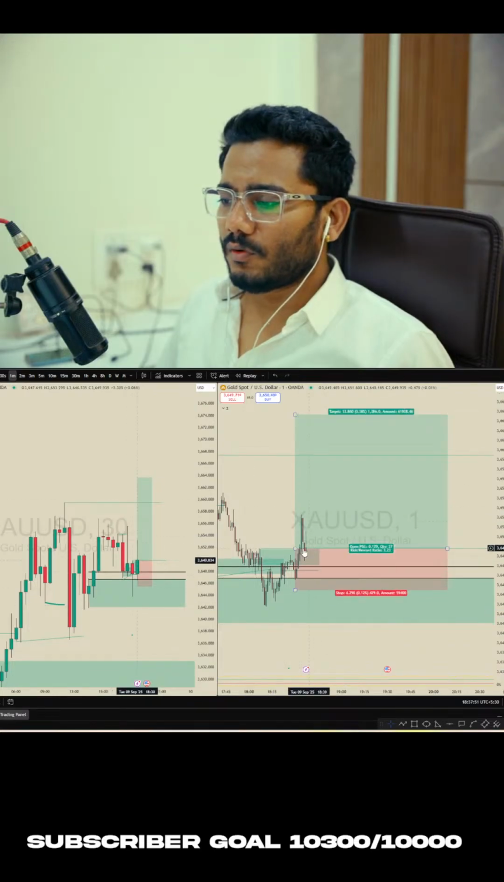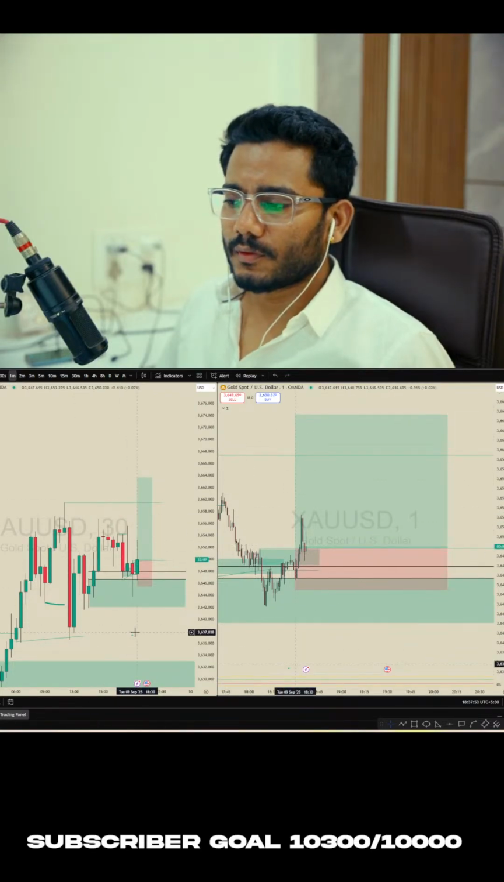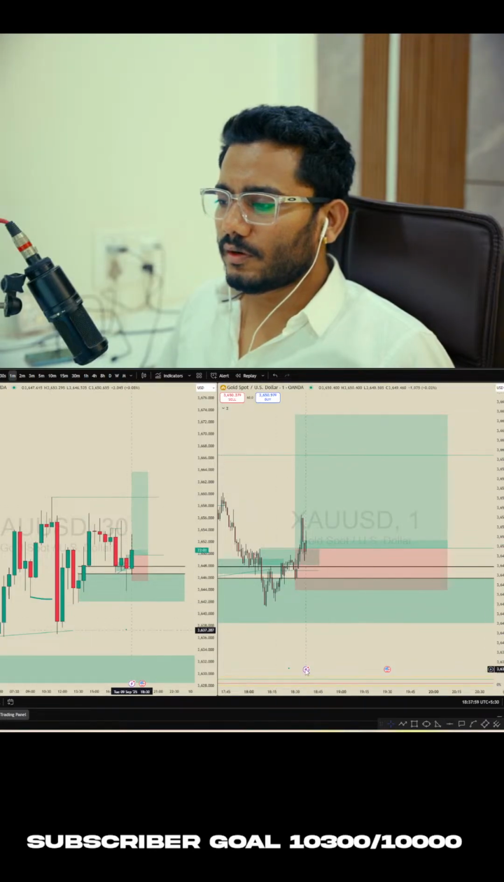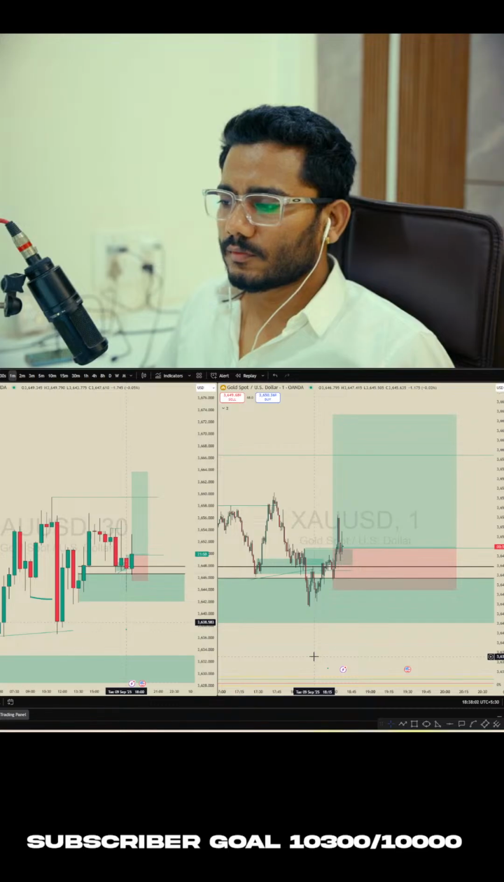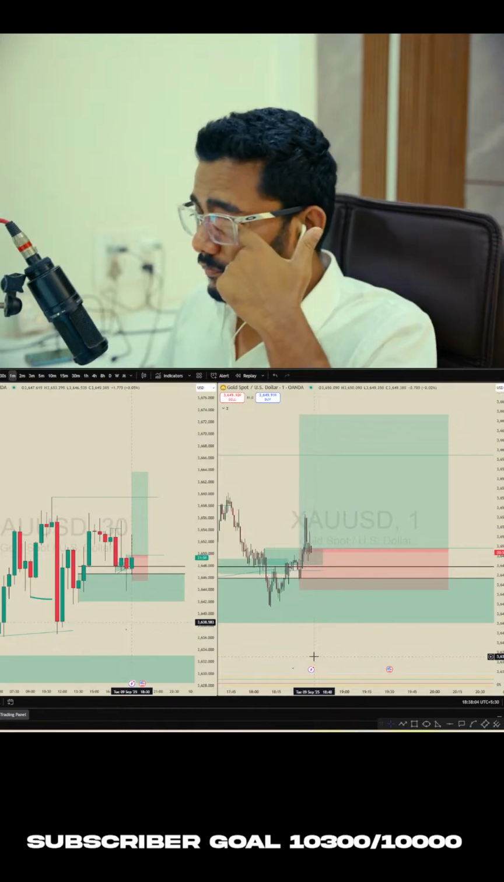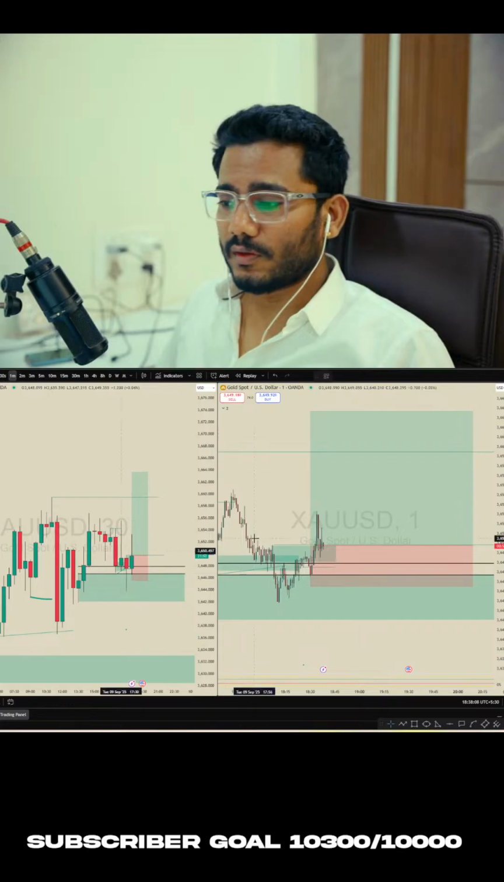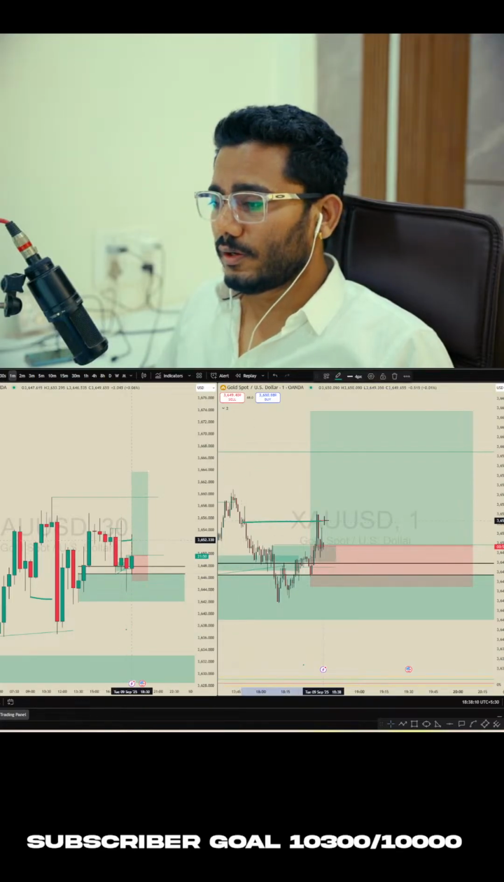Keep your risk low over here. Okay. It's consolidating too much. This candle has flipped to the downside, so it can react from this order block to the downside also.